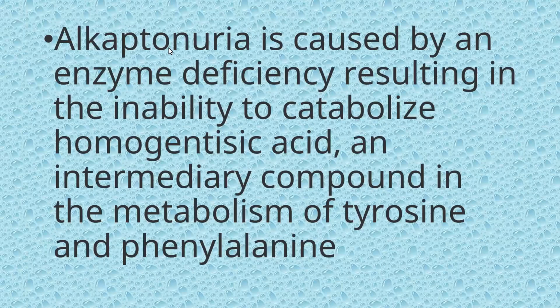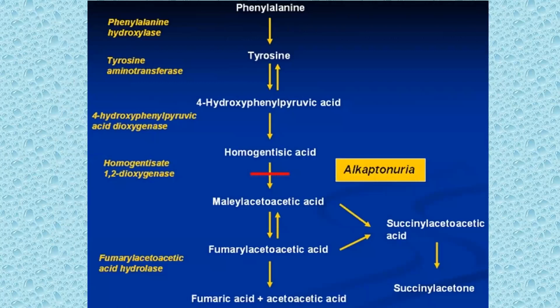So, what causes it? It is caused by an enzyme deficiency, resulting in the inability to catabolize homogentisic acid. This is an intermediary compound in the metabolism of tyrosine and phenylalanine. If you look at phenylalanine and tyrosine, it changes to homogentisic acid through 4-hydroxyphenylpyruvic acid by the action of the dioxygenase. It leads to this product, and it would prevent a black deposition.